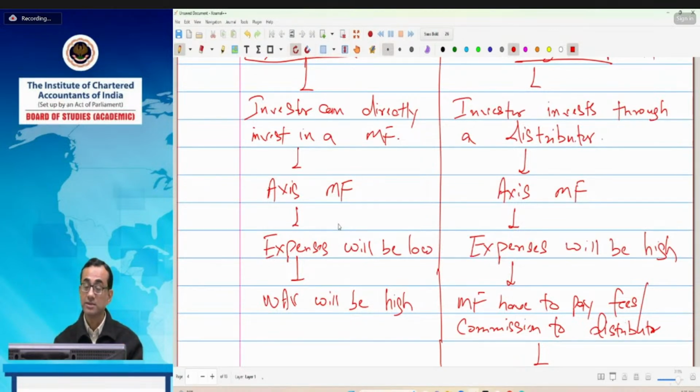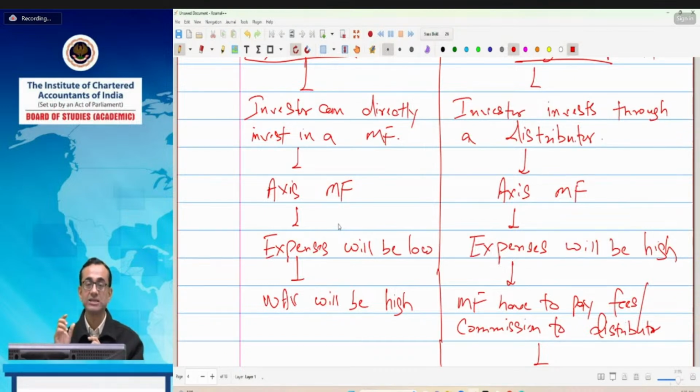But in this case, there will be a cost, because there are various distributors of Axis Mutual Fund established in various lengths and breadths of the country. For this, the mutual fund has to pay commission to these distributors to actually bring in more clients. So one approaches a distributor who has to be registered with the AMFI, Association of Mutual Funds. Then certain fees have to be paid by the mutual fund to the distributor, which is called a trail commission.